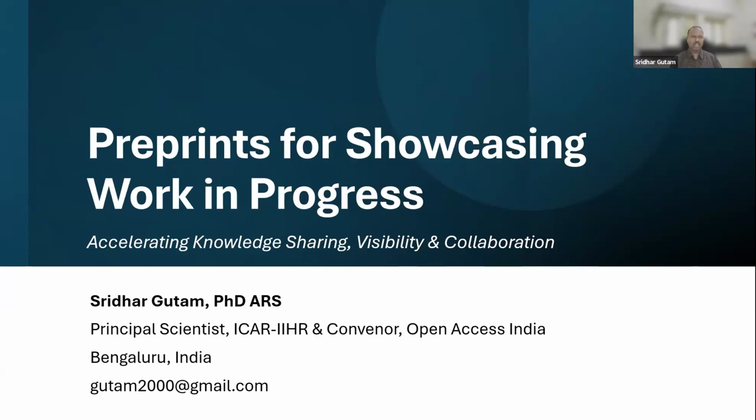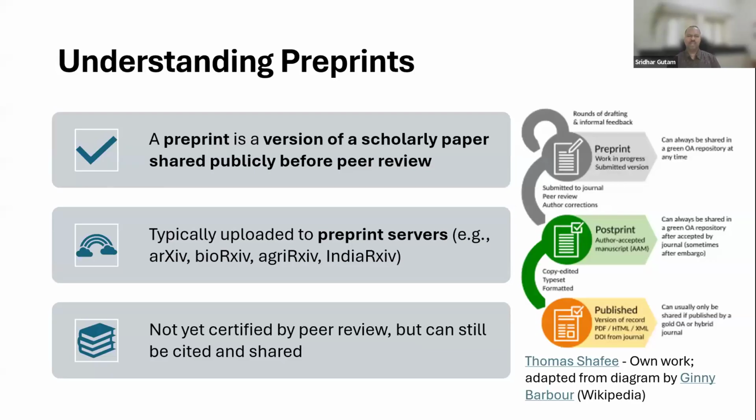Let me understand that a preprint is the version of a scholarly paper shared publicly before peer review. When you submit an article to a journal, it undergoes peer review. Peer review is an essential factor in publishing. And once you submit, it gets editorial clearance at the first instance. Then it will be sent for peer review, and it eventually gets published in a journal.